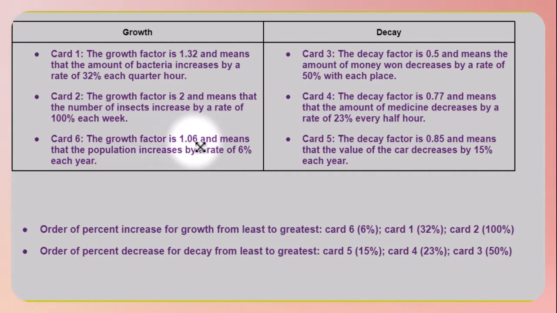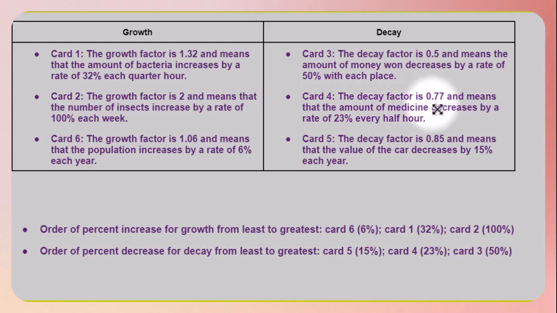Move that decimal 2 places to the right. After you subtract that 1, that's going to be a 6% increase each year. Now the decay factor on card 3 is 0.5. This is less than 1. And it means the amount of money won decreases by a rate of 50%. You could also say 1/2, with each place that we move.